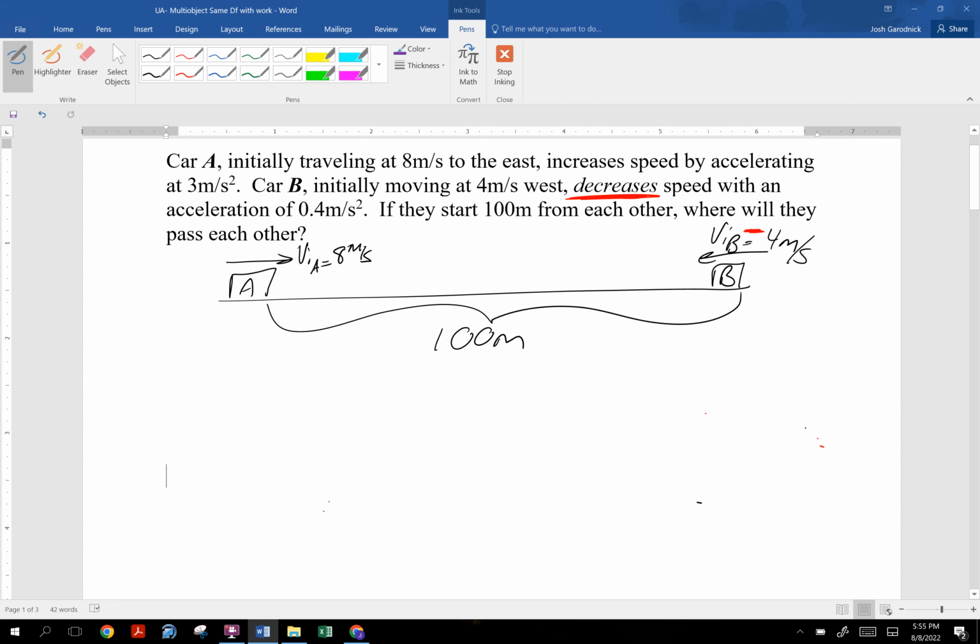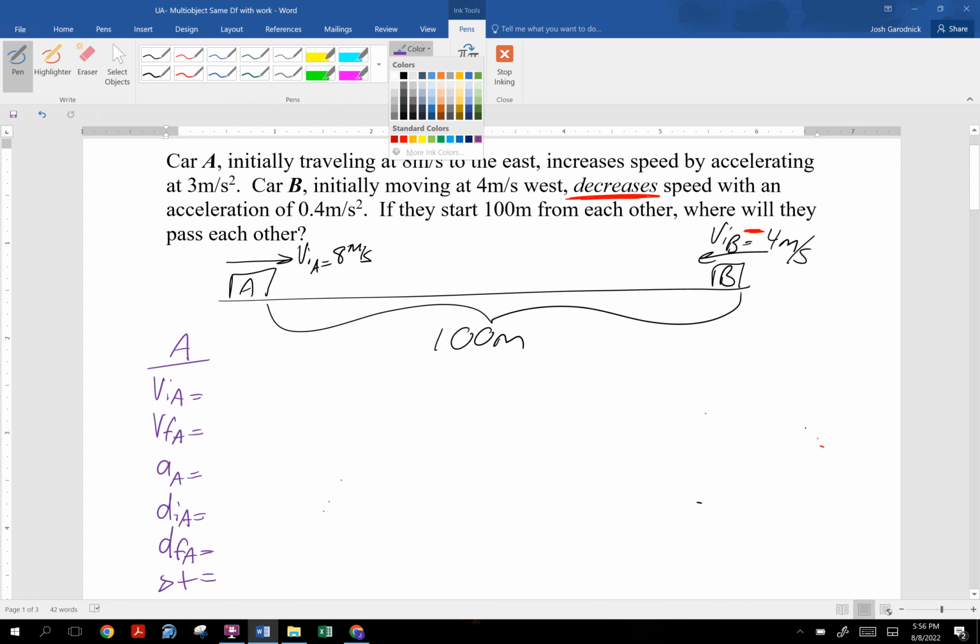Since there are two objects, by now you should know the strategy is to list your variables for each object. So, object A: the initial velocity of car A, the final velocity of car A, the acceleration of car A. And here's where it gets a little different. Because they meet at the same place and same time, they have the same final position. So it's important that instead of doing delta D, we write out the initial position of A, the final position of A, and the time it takes for A.